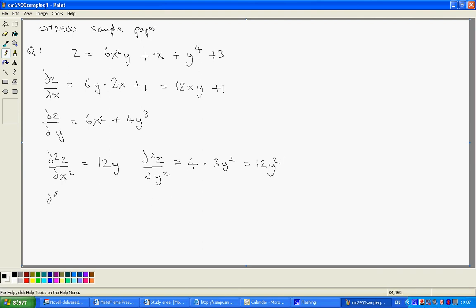And lastly, partial d2z dx dy. So we should look at the first two variables, z and x, tells us to look at partial dz by dx. The third variable y tells us it's a differentiation with respect to y.